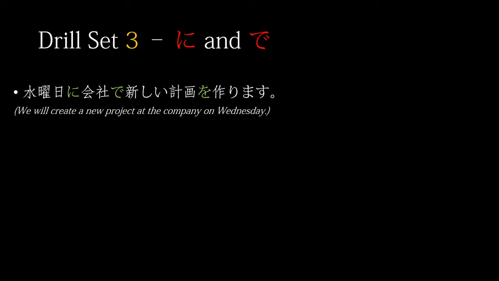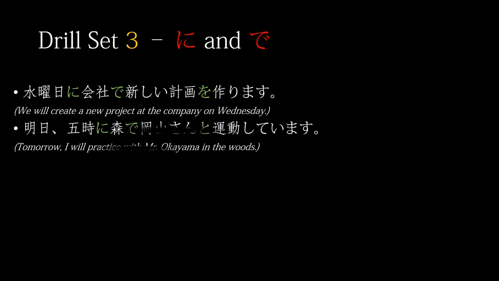Here we have ni to show a certain point in time, and that is Wednesday, de to show the location where the creation of our project will take place, and wo to show the object. So there is nothing complicated here, just the main usages of all of these 3 particles. Our second, tomorrow I will practice with Mr. Okayama in the woods. This time we are using ni in the same capacity to show a certain point in time, de to show the location, but this time we are adding to the mix, showing with whom we are going to practice in the woods.